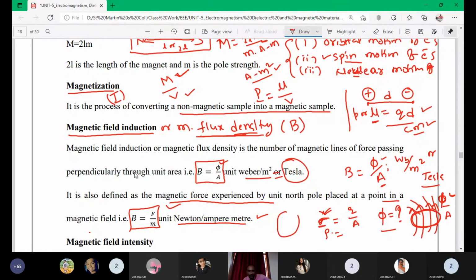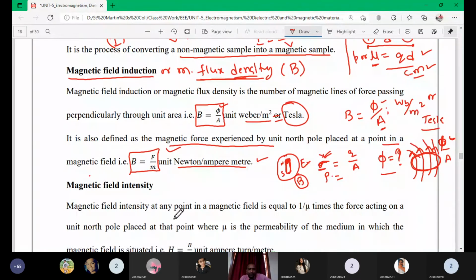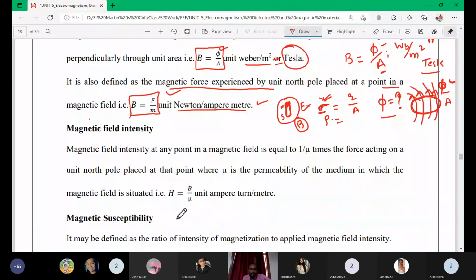Suppose you have a magnetic field here. If you keep a small magnet here in this external field, with a north pole and a south pole, how much force is experienced by this north pole? That gives the magnetic field induction or magnetic flux density. That way also you can define. It's not a problem.